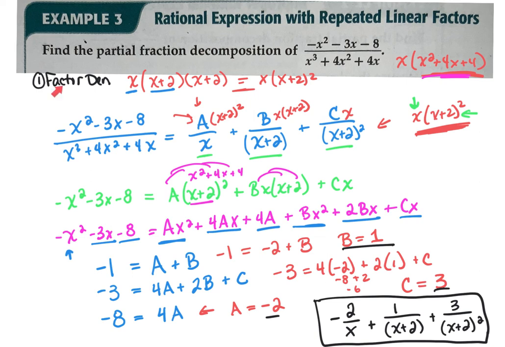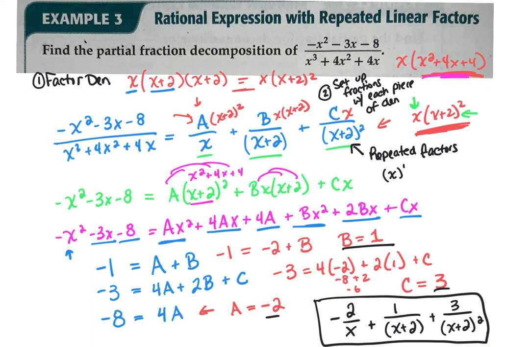Steps here, we said at the beginning, factor your denominator, all right? Then once again, we are going to set up fractions with each piece of that factored denominator. And then for repeated factors, you have to use them every time. So to the first, to the second, to the third, however many times it's repeated, you have to use it from that degree up, okay?